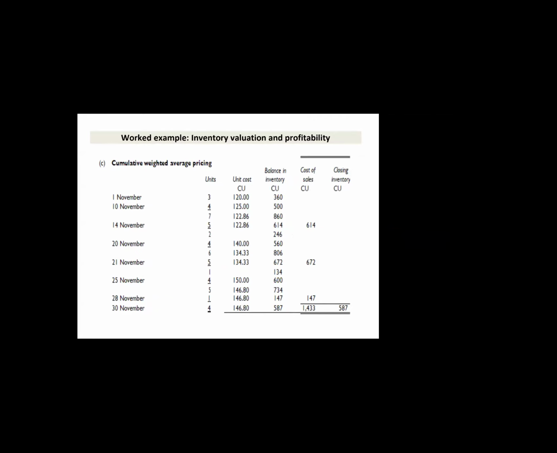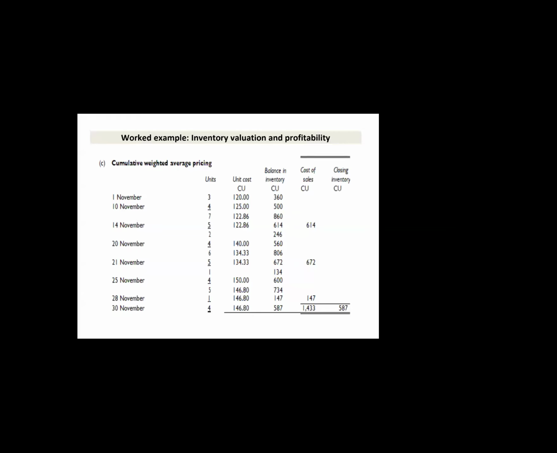Then we have 2 units in hand at the rate of 122.86. Then we again receive 4 units at the rate of 140, that is 560. So the first 2 units are 246 and the new 4 units, total 6 units. Total cost is 806. So per unit cost would be 134.33. Then we issued 5 units at the rate of 134.33, equal to 672.